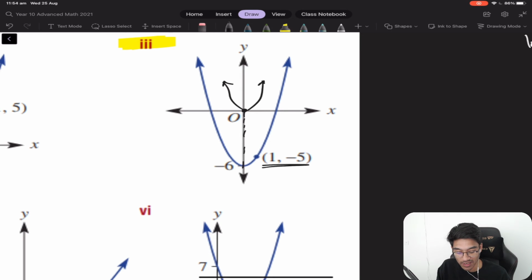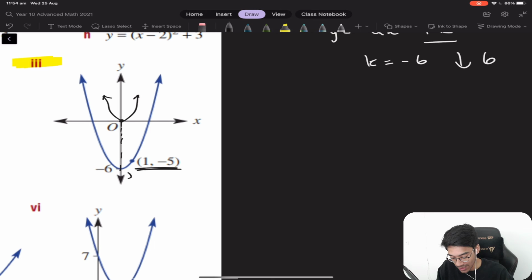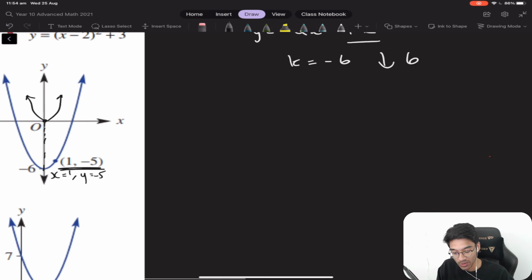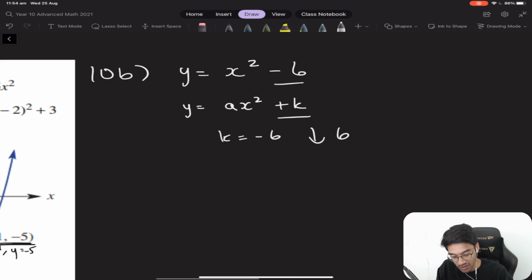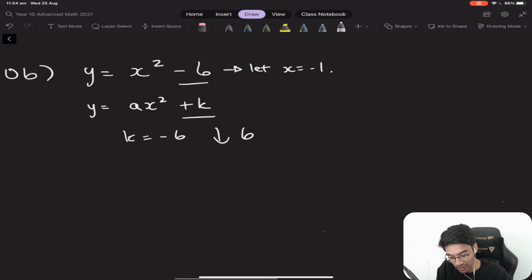It's also given us an x and y coordinate, and this is a good way to double check. So what this tells me is that when x is equal to 1, y is equal to negative 5. So all we have to do is substitute this into our equation. So this is our equation. If I let x equal 1, I would get y is equal to 1 squared minus 6, which is equal to negative 5.